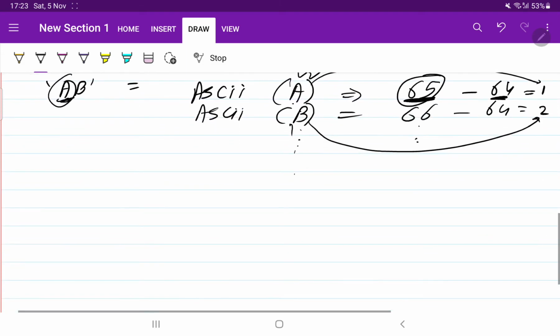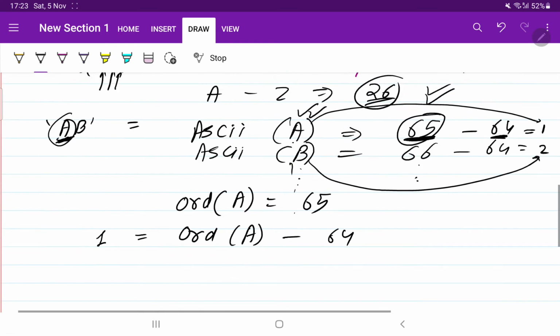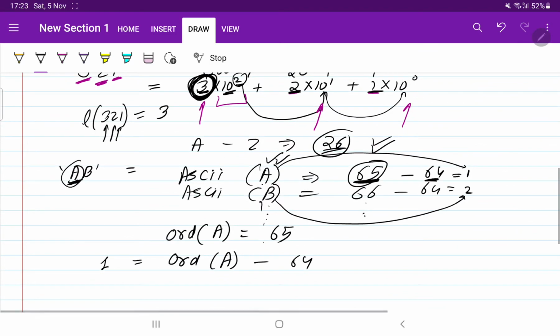Perfect. So in Python we are going to use ord. It will return the ASCII value, so ord of A will be 65. So we will write the logic like this: ord of A minus 64. Perfect. So it will give us the value 1 for A. Now we have got that the number is 1.